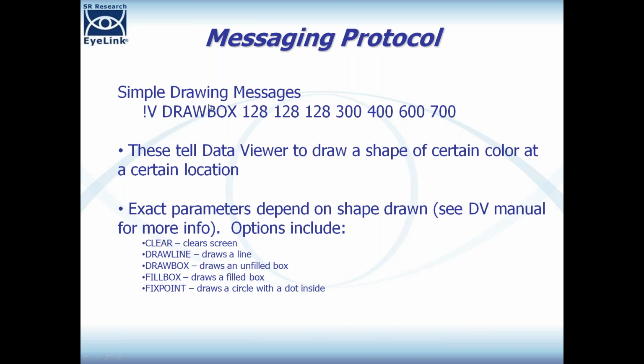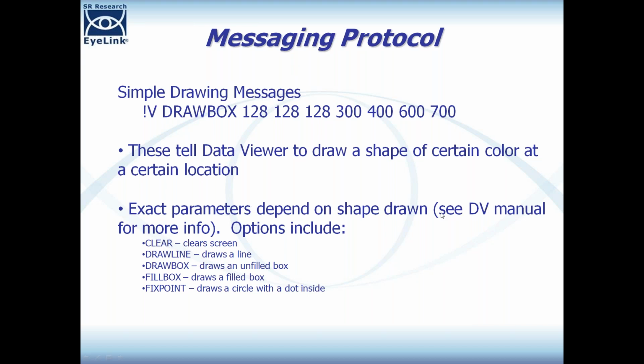But just as an example, I have draw box here, and this is an RGB color value. So this will be kind of like a medium gray. And then you put the left, top, right, and bottom coordinates. And so this would draw a box with a top left corner of 300, 400, and a bottom right corner of 600, 700. So it'd be a box kind of like this on the screen. And that would show up in Data Viewer as well.